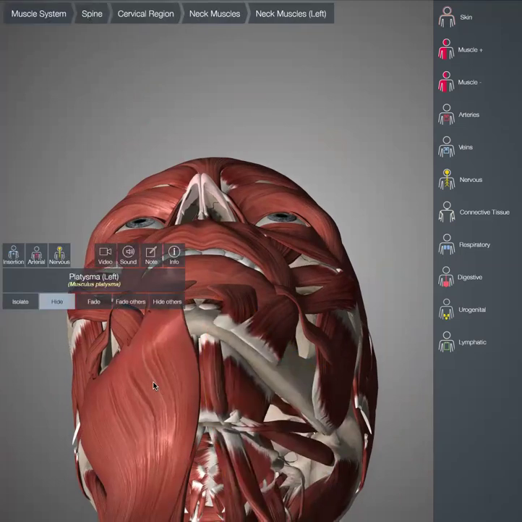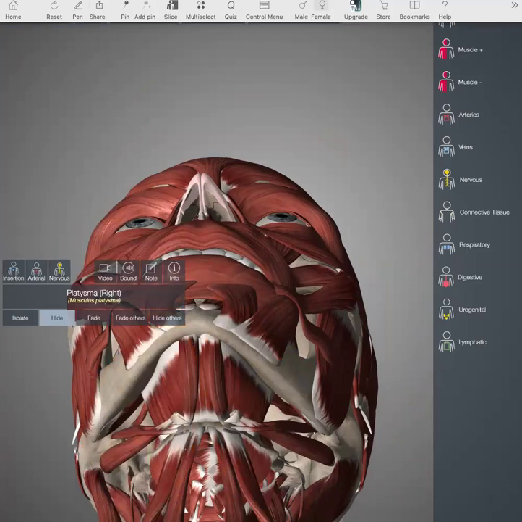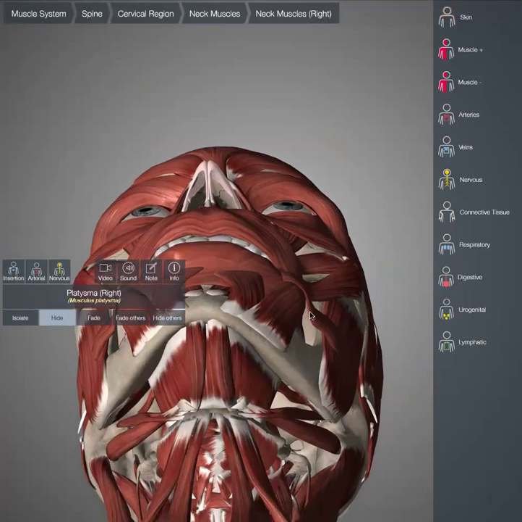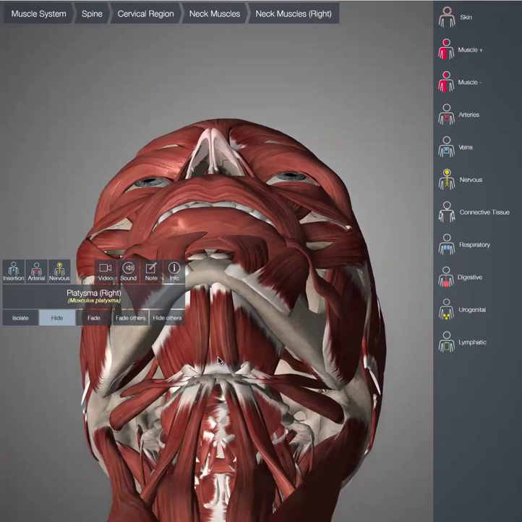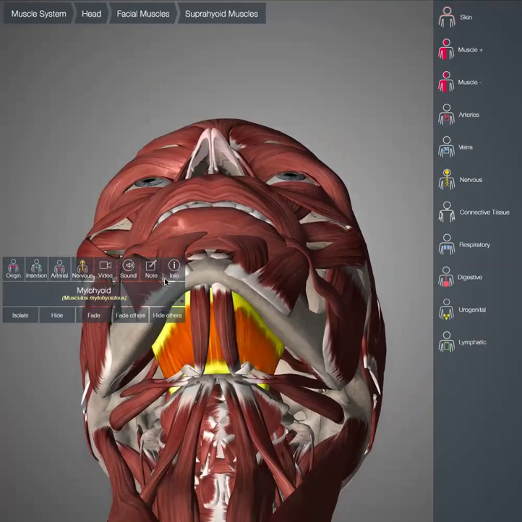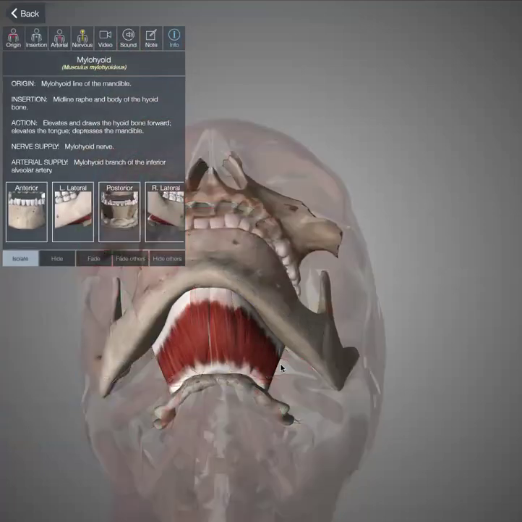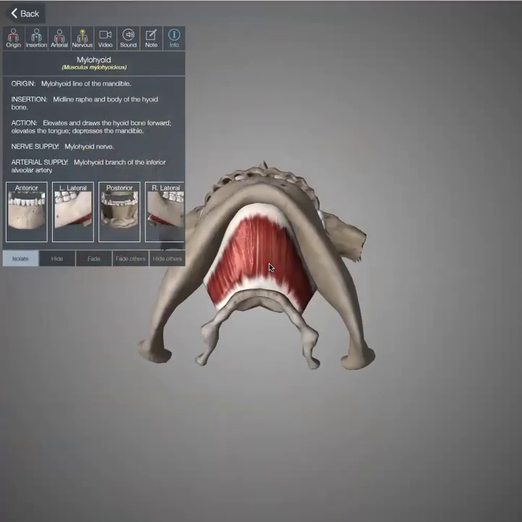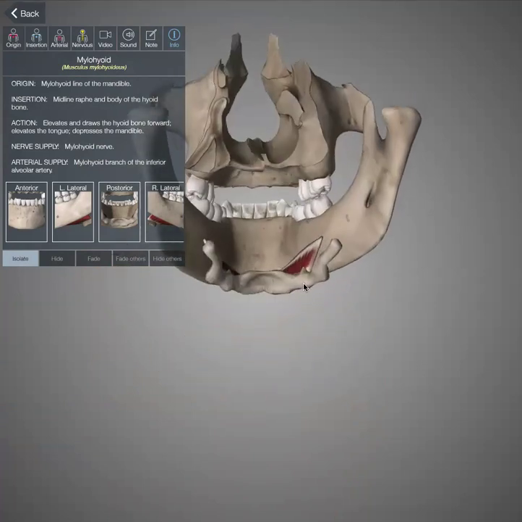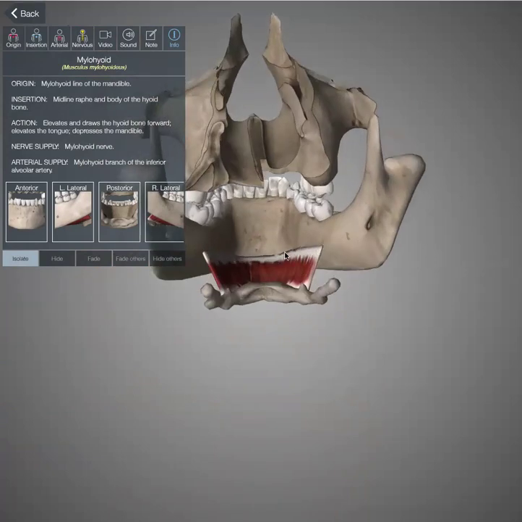First step, you have to mention the names and then you go into the deeper details. So first, mylohyoid. Remember in your pins, the mylohyoid line, where does it exist? It exists in the mandible. And now we know why the mylohyoid line exists: for the attachment of the mylohyoid muscle. So the origin of mylohyoid is the mylohyoid line of the mandible.